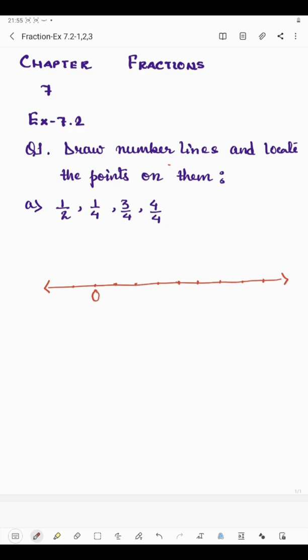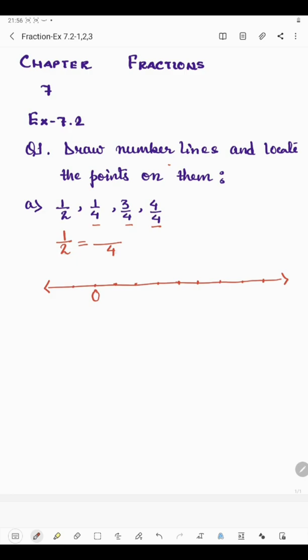Now here in the second step we need to check the denominator. We can see that in these 3 fractions we have 4 in the denominator, right? Only here we can see that only 2 is there in the denominator. So let us make it 4 at first. So how can we make 4 in the denominator?